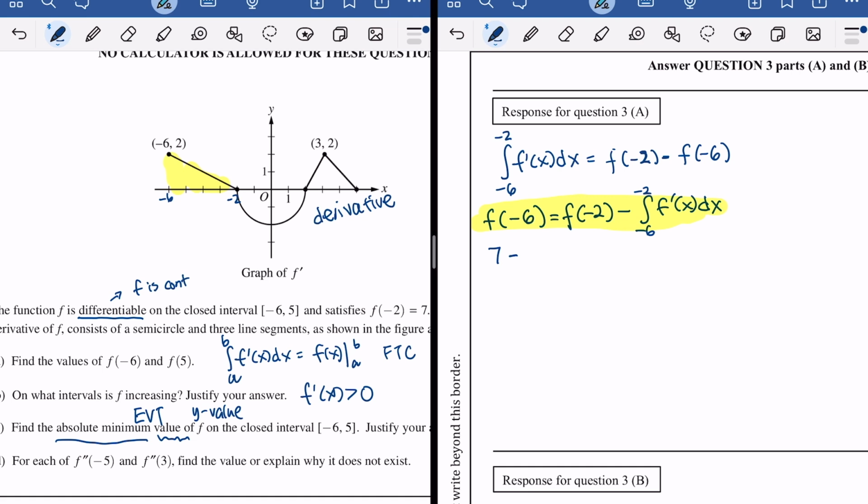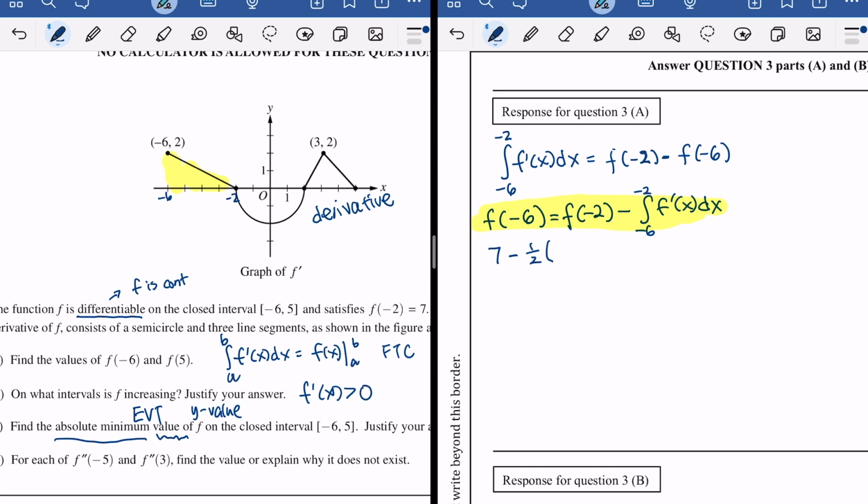So all we need to do is apply the triangle formula: 1/2 base times height. The base is 1, 2, 3, 4. The height is 2. And that is the work they are looking for on the AP exam. Don't write your calculation on the graph itself. You need to make sure you write the calculation in the parts, in the boxes. And in this case, it is 7 minus 4, which is 3.